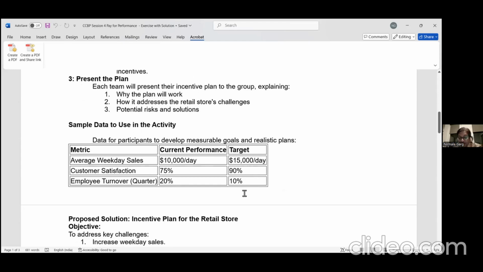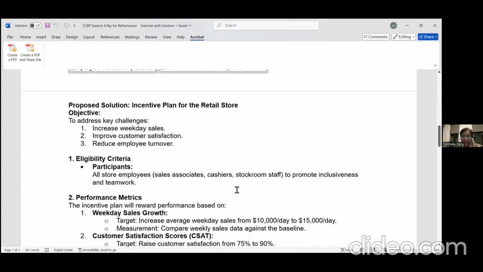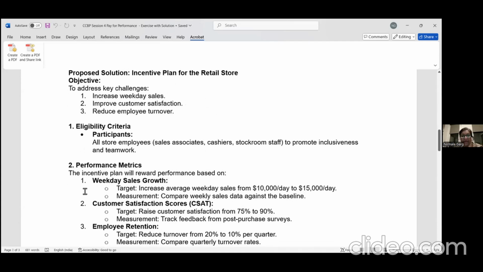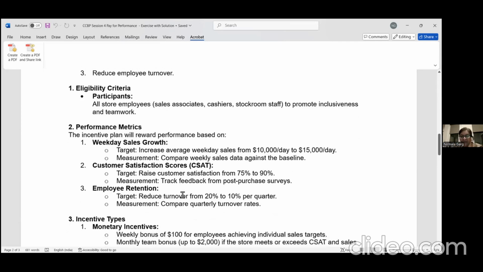Target is 10%. You can do it like this. Under everything, eligibility criteria, just write who are the people. Under performance criteria, if you are saying performance metrics, if you are saying weekday sales growth, then typically write a target. And how will you compare it? Measurement: CSAT, customer satisfaction scores.